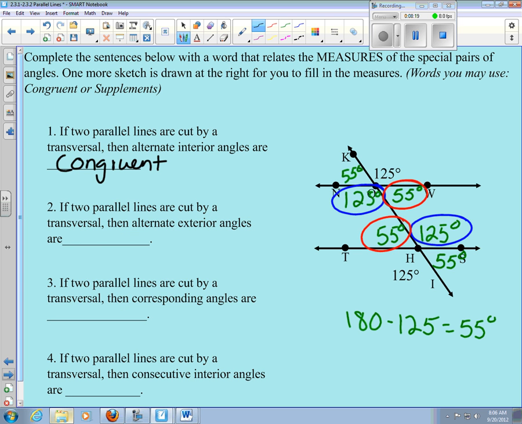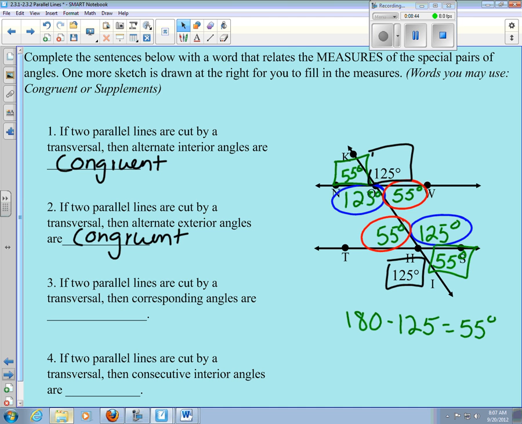All right, now let's take a look. As two parallel lines are cut by a transversal, then alternate exterior angles are, so if I look at my alternate exterior angles, I see those here and here. And what I notice about those also, they are also congruent because they are equal. All right, if two parallel lines are cut by a transversal, then corresponding angles.